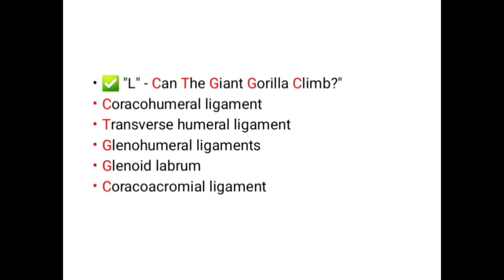Here's a mnemonic that can help you remember these ligaments, and the mnemonic is: Can the giant gorilla clamp? C for coracohumeral ligament, T for transverse humeral ligament, G for glenohumeral ligament, the other G for the glenoid labrum, the last C for coracoacromial ligament.